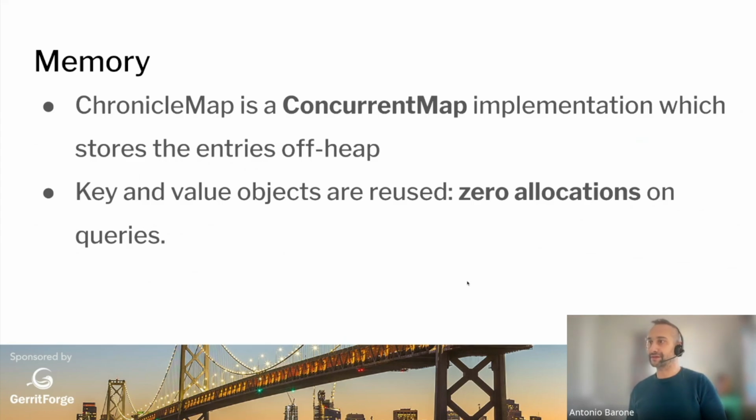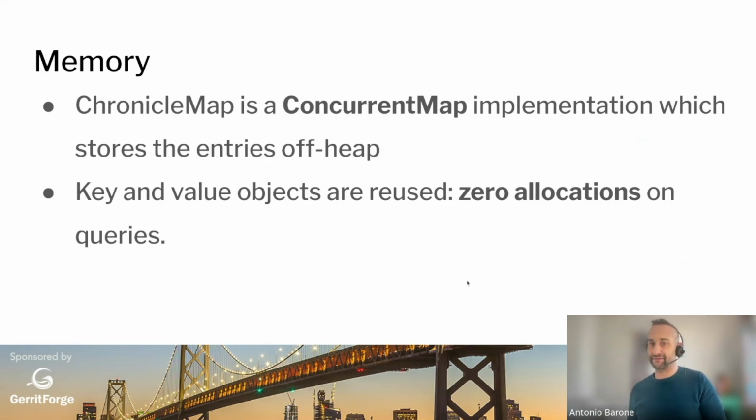Also, Chronicle Map goes even beyond this and allows zero allocations on queries. So what does it mean? Again, usually in a traditional Java collection like a hash map, when you're retrieving a value from the hash map, Java typically allocates a new object for the key and the value that you are accessing, and creates a temporary object before handing that to you. And this object eventually will need to be garbage collected, which again will lead to a performance overhead.